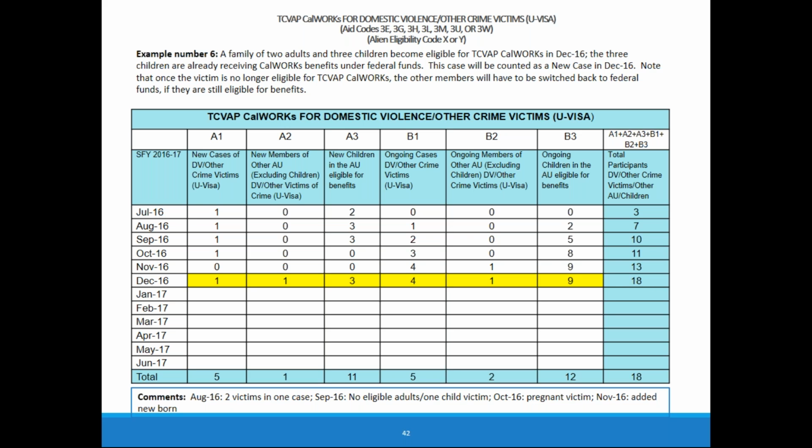On column A1, enter 1 for the new victim. On column A2, enter 1 to count for the other adult member living in the assistance unit. On column A3, enter 3 for the 3 children that now will be receiving benefits from TCVAP CalWORKs. On column B1, enter 4 that totals the number of ongoing cases from previous months. On column B2, enter 1 that totals the number of ongoing members living in the assistance unit from previous months. And on column B3, enter 9. That totals the number of ongoing children living in the assistance unit from previous months.